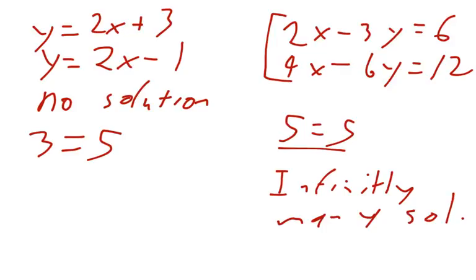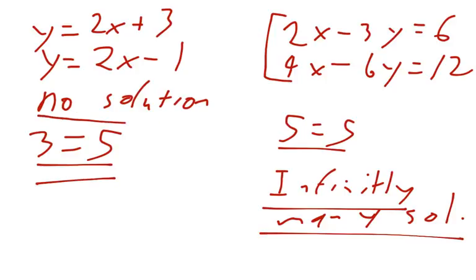So if the x's all disappear or the y's all disappear and you're just left with two numbers, if they're equal, it's infinitely many solutions. If they're not equal, then it's no solution. And that's it for the pre-calc lesson.